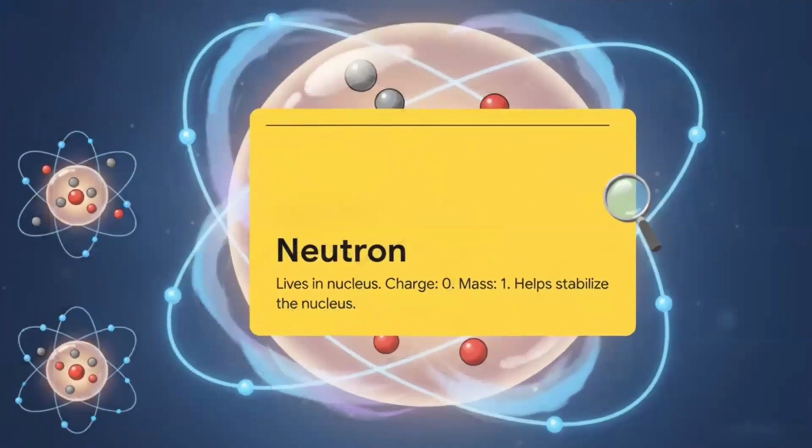What about the neutron? The neutron also lives inside the nucleus, charge 0, relative mass 1, and the neutron helps to stabilize the nucleus. Atoms of the same element can have different numbers of neutrons. These are called isotopes.